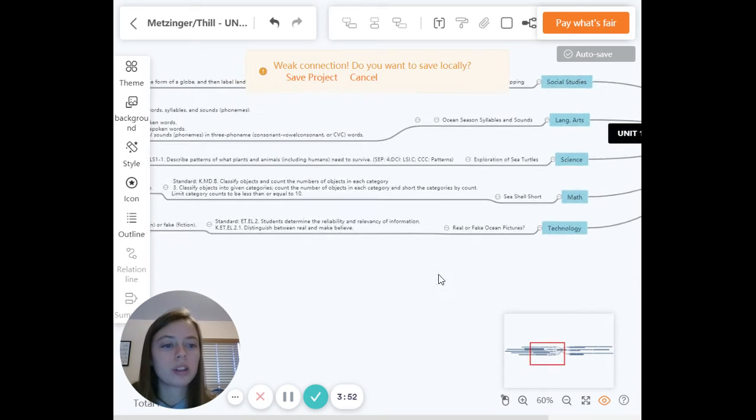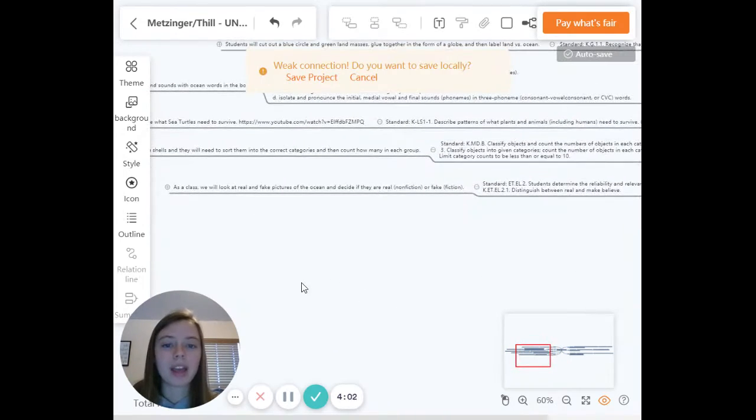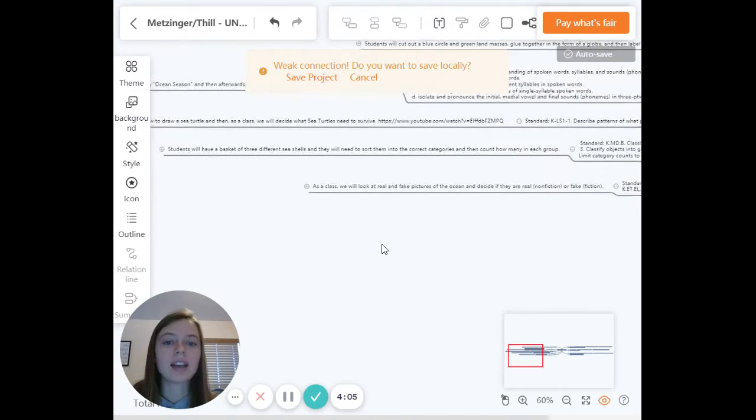If we go over to math, our title of that is Seashell Sort. Little tongue twister there. And the description of that is students will have a basket of 3 different seashells, and they will need to sort them into correct categories and can count how many are in each group. So we'll have, say, 3 different colors or shapes of seashells. Students will then put all of the one in one pile, all of another group in another pile, and then all of the rest in another pile, and then they'll count how much are in each pile.